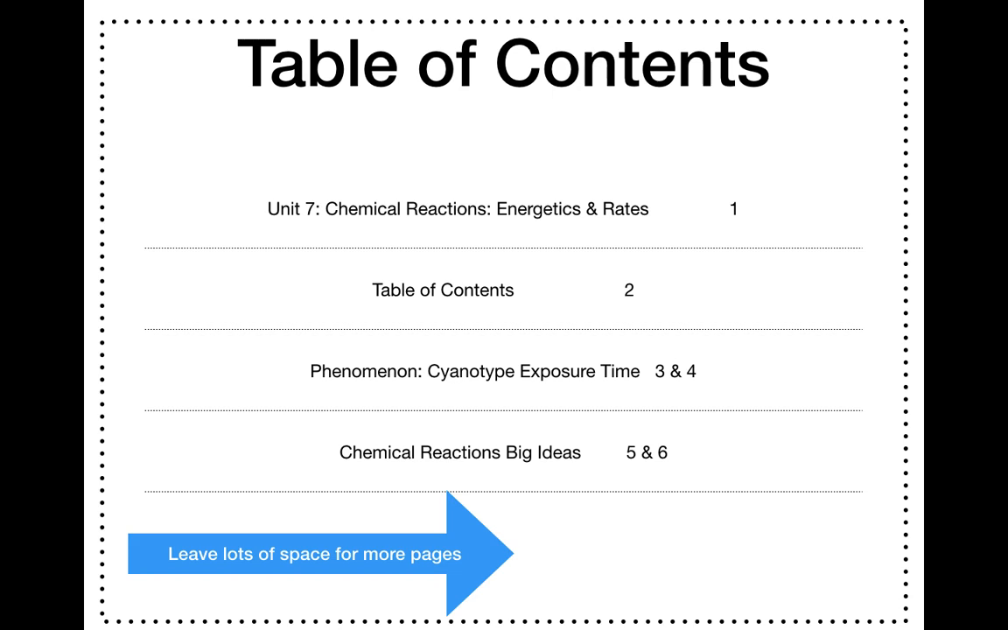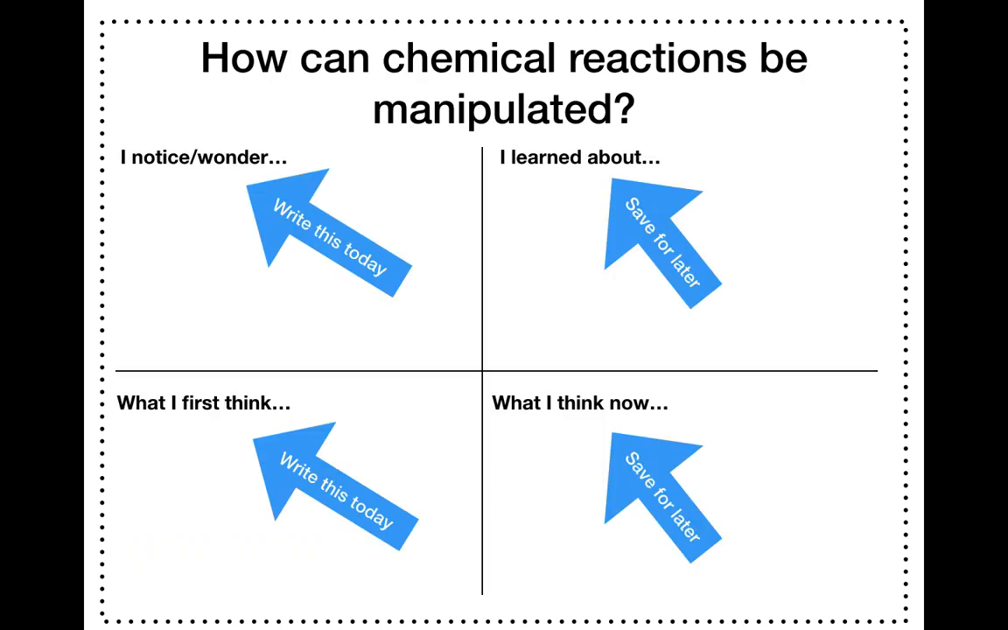The phenomenon is cyanotype exposure time, and of course the big ideas. If you haven't been doing these table of contents throughout the course, it'll be harder to find your stuff when you're reviewing for the final exam. You should already be starting to do. So please, if you haven't been doing them, add them, go through, make ways to mark your notes so you can find the information you need to have to study.